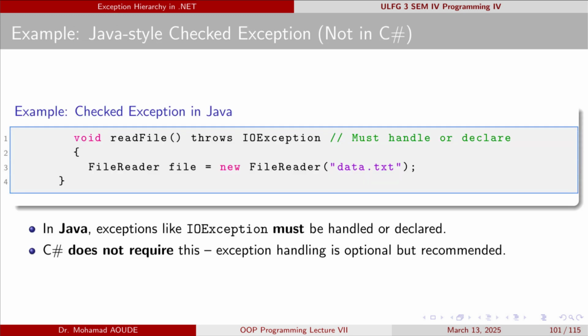In Java, a method that throws an IOException must declare it or handle it. C# doesn't require this. But just because C# doesn't force you, doesn't mean you should ignore exceptions. Handle them responsibly.